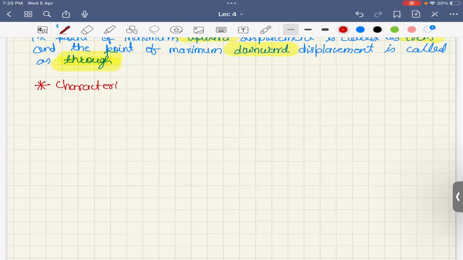Right? So now let us study the characteristics of wave motion. All waves are characterized in terms of their wavelength, frequency, velocity, and amplitude. So these are discussed below. So number one, wavelength.